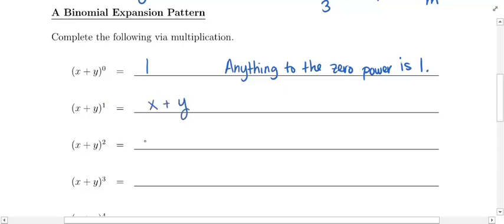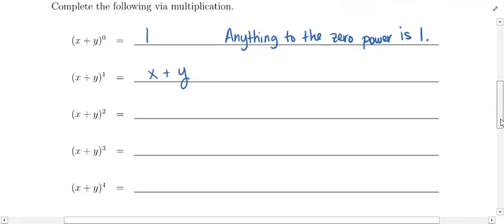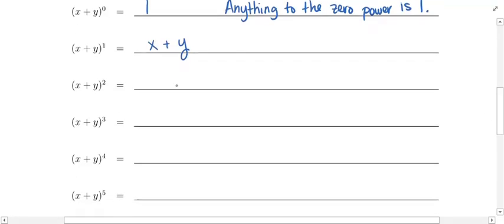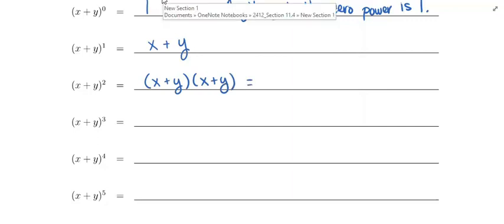Then we'll move on to the 2nd power here. So x plus y to the 2nd power. Remember what this means. You've got to take x plus y and multiply it by itself. We're going to see what that is. You can use FOIL here, where you multiply the first terms together. That's what the F stands for. Then you multiply the outer terms together. That's what the O stands for. Then the inner terms, that's the I, and then the last terms, that's the L.